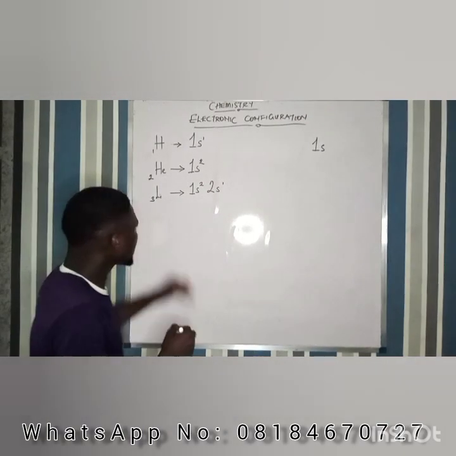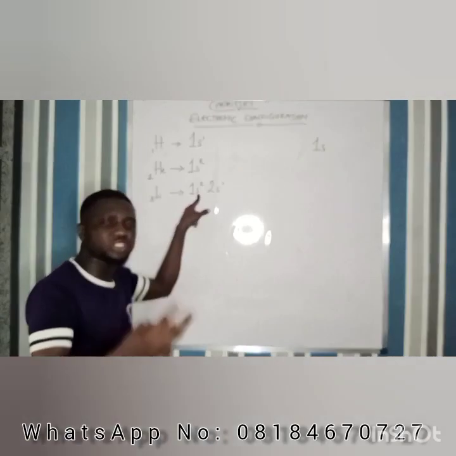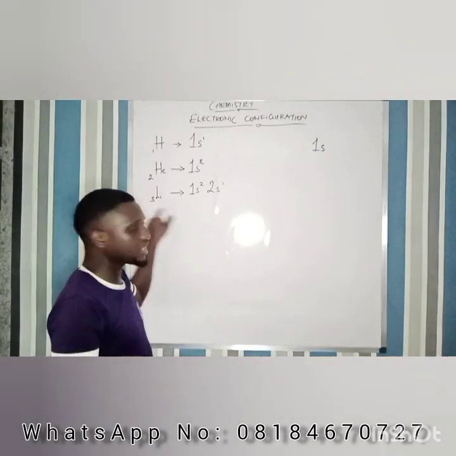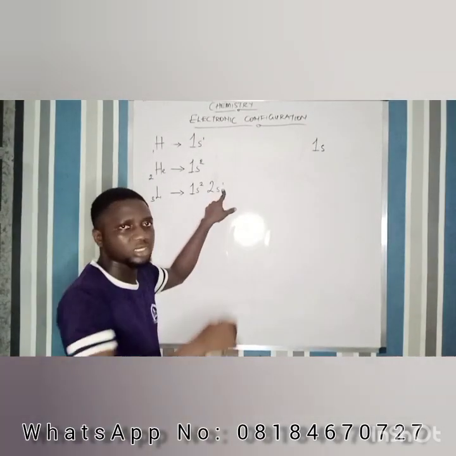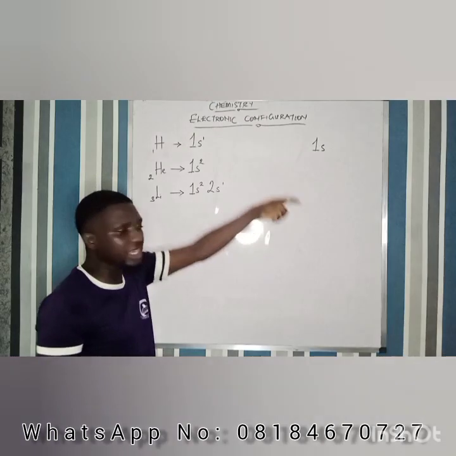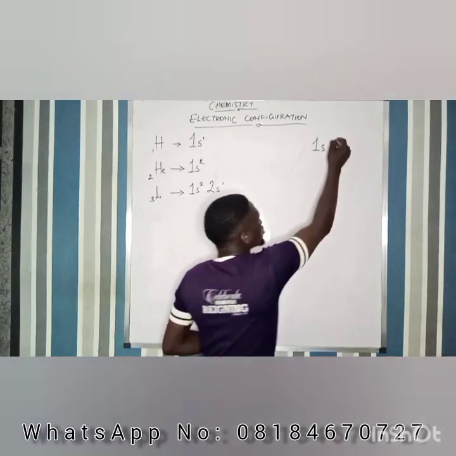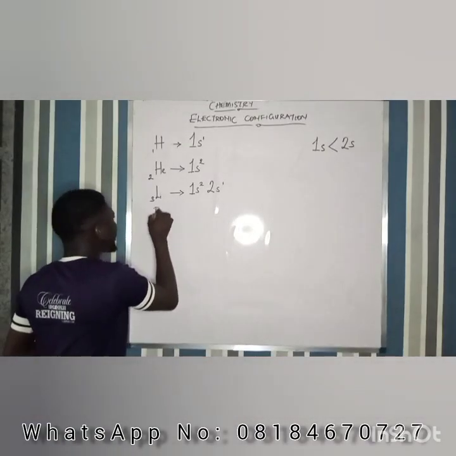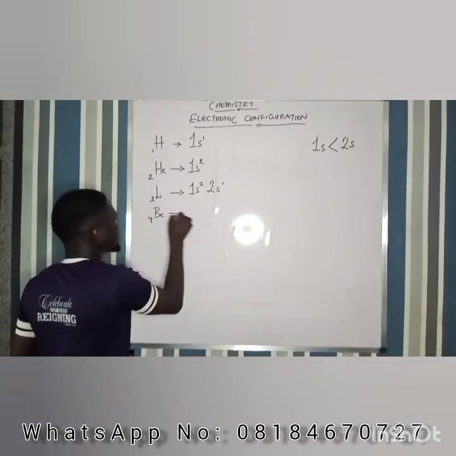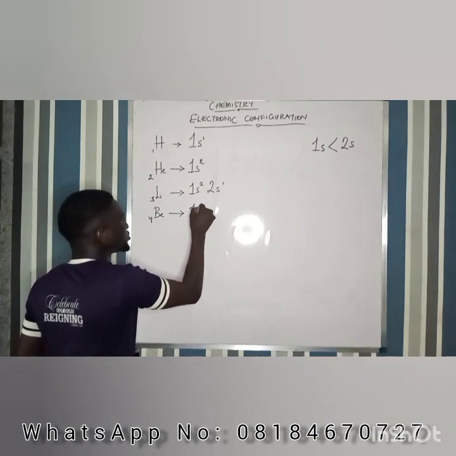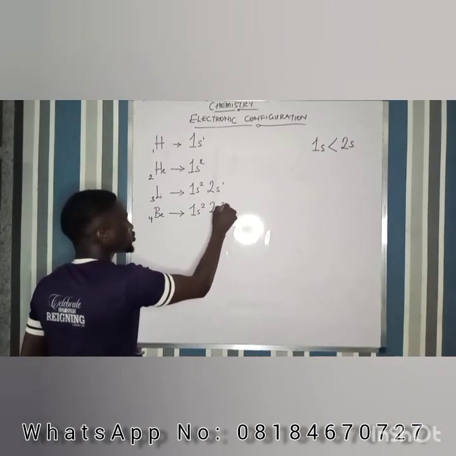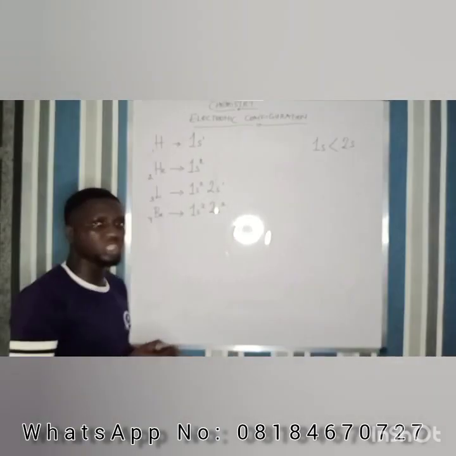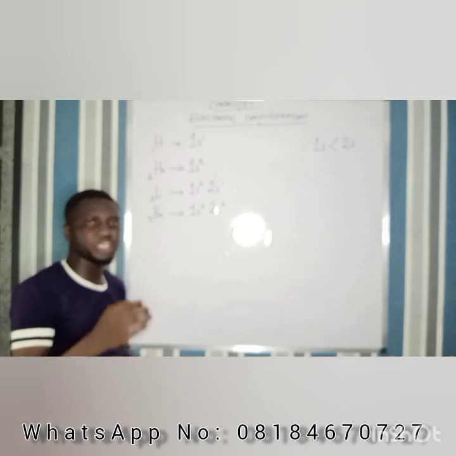This is because the s orbital cannot take more than 2 electrons. So the remaining one that we have left will be pushed to the next energy level, which is 2s, as shown before. The next one is beryllium, which is 4, that will be 1s2, 2s2, because we have 4 as the atomic number, which is also equivalent to 4 electrons in a neutral atom of beryllium.